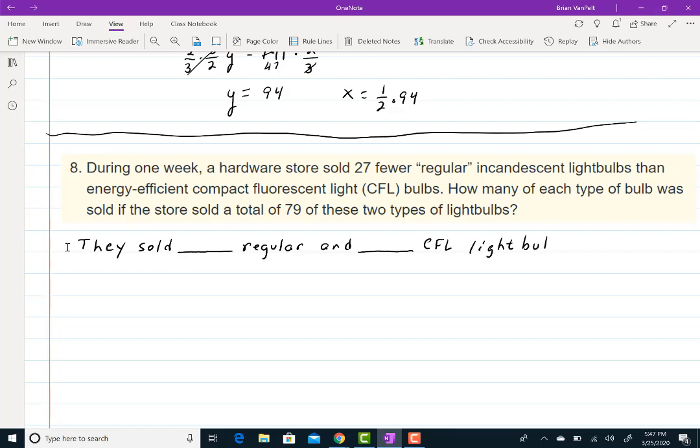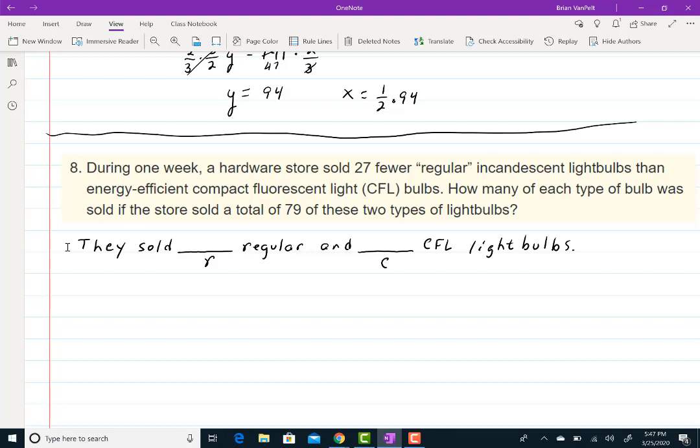So this is the way that I would do it. Now, one thing you can do, since we're using more than one letter for these things, you can use X and Y and stick with those for every single problem. I find it more useful to pick letters that are indicative of what they stand for. So for example, under regular blank, I'll put an R. And under the CFL blank, I'll put a C. And instead of X and Y, I'll use R and C throughout the problem.